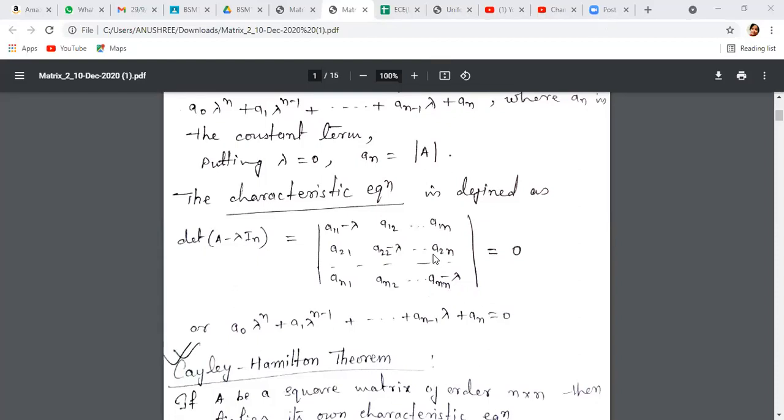Okay, fine. Let me go to the whiteboard once so that it will be a little more clear to you. If I take a third order instead of nth order, I am taking a matrix A, a third order matrix: A11, A12, A13, A21, A22, A23, A31, A32, A33. This is the third order matrix.